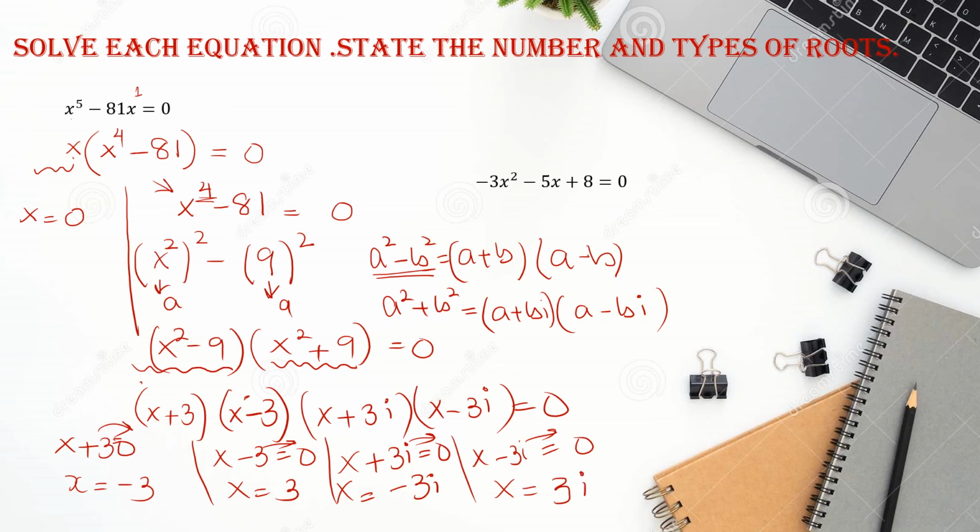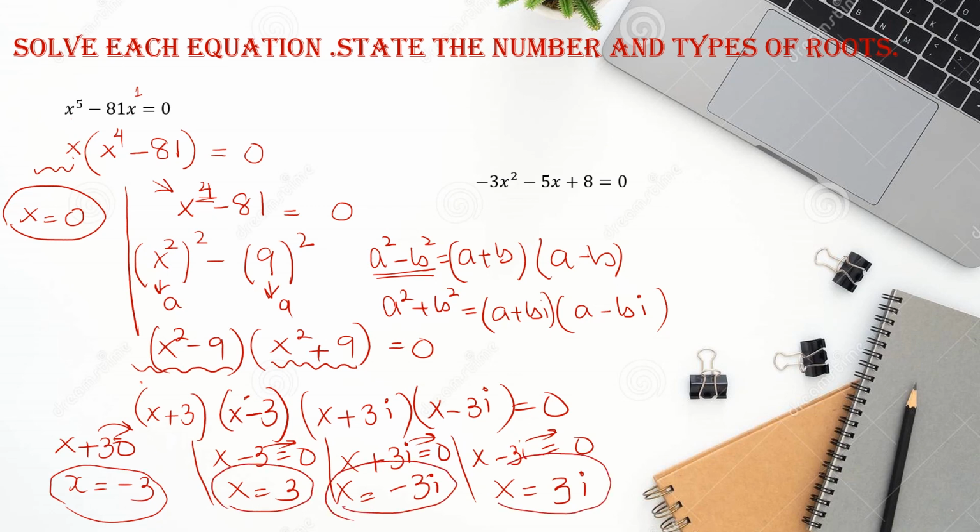Now check, the first root is 0, second is negative 3, third is positive 3, then you have negative 3i and in the end positive 3i. Now hope you understood this concept.